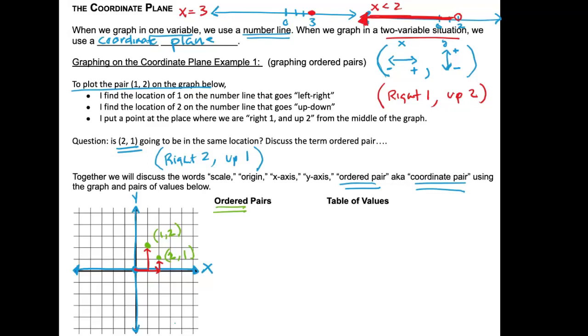You'd end up in a different place. And so let's graph another couple points here so we can see how they would look on the coordinate grid. So let's try one with a negative. So let's say we had to graph -3 and then +4.